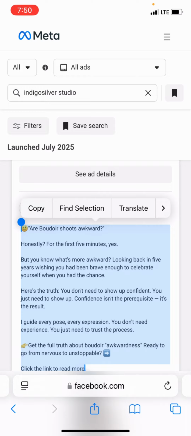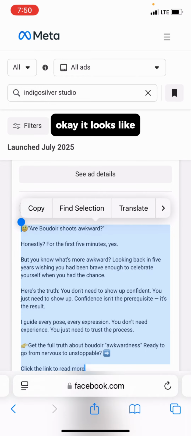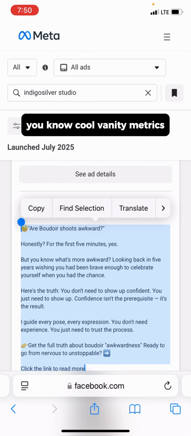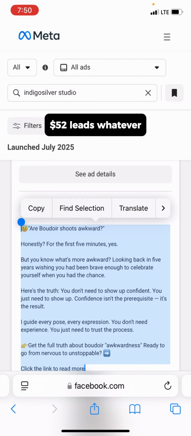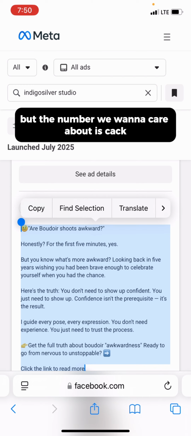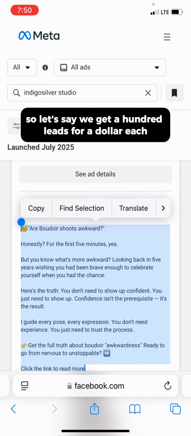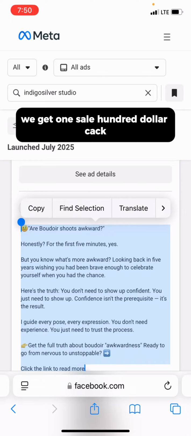So the second thing with lead forms is, okay, it looks like, cool, vanity metrics, $1, $1.50, $2 leads, whatever. But the number we want to care about is CAC. How much does it cost to acquire a paying client? So let's say we get 100 leads for $1 each. So we spend $100, we get one sale, $100 CAC.